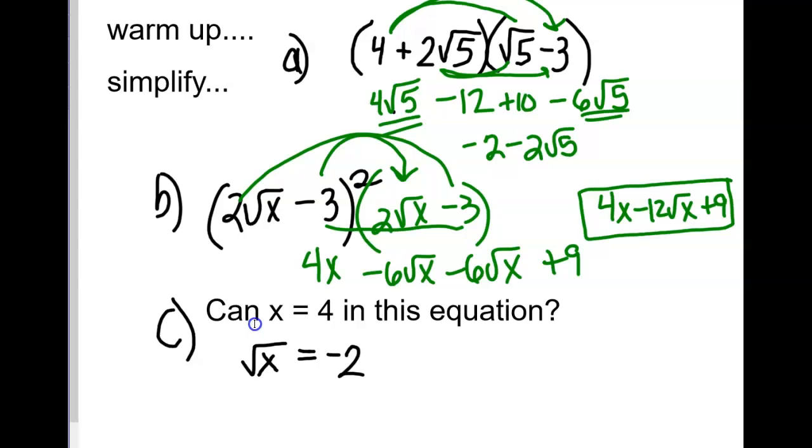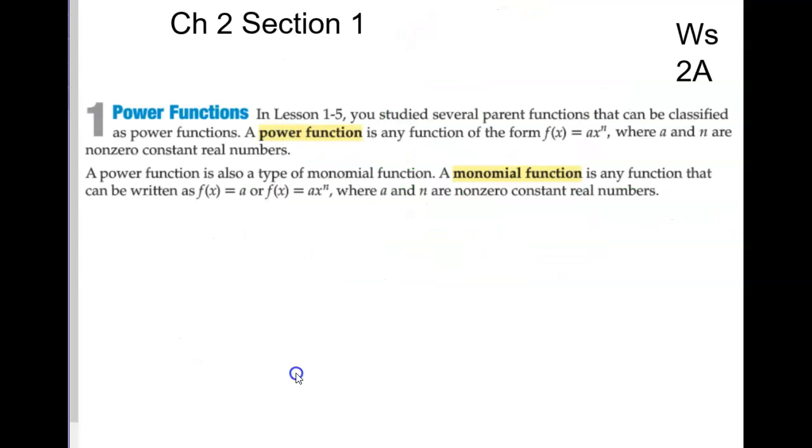And last little warm up, can x equal 4 be a solution to this equation? Can x equals 4 work in that equation? No, because the square root of 4 is positive 2. If it said x squared equals 4, we would have 2 solutions, plus or minus 2. But this is not that question. So you have to be very careful when you're checking your answers later today.